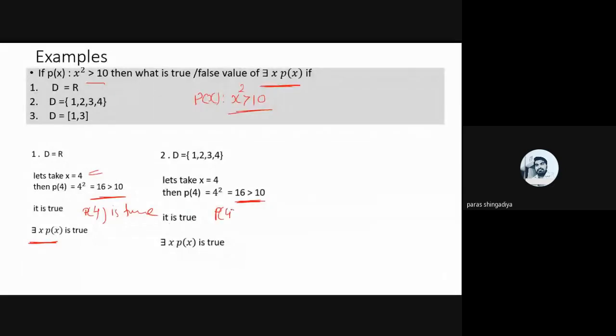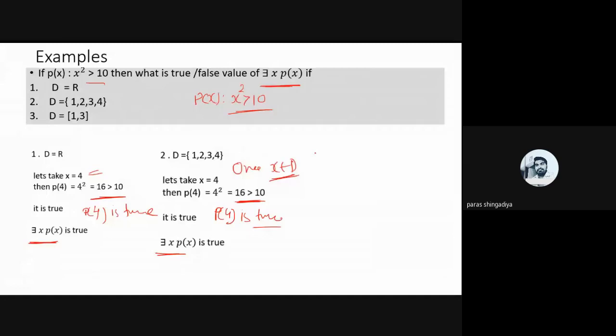And what does it mean? For a single value of the domain, if P(x) becomes true, then there exists x, P(x) is true, meaning there is a value in the domain where P(x) becomes true, and therefore the existential quantifier will be true.